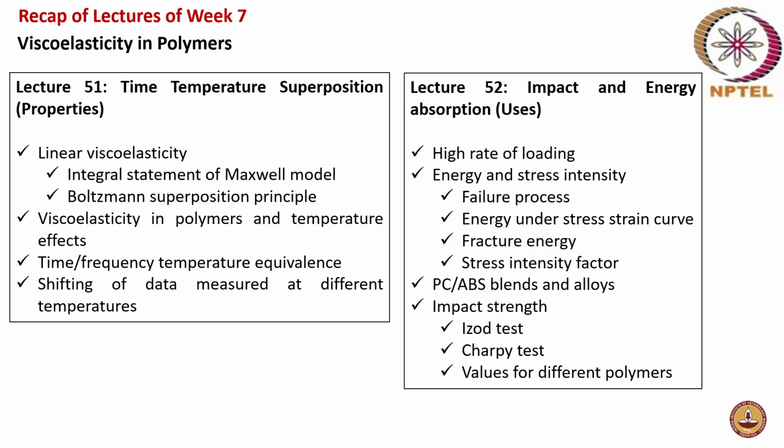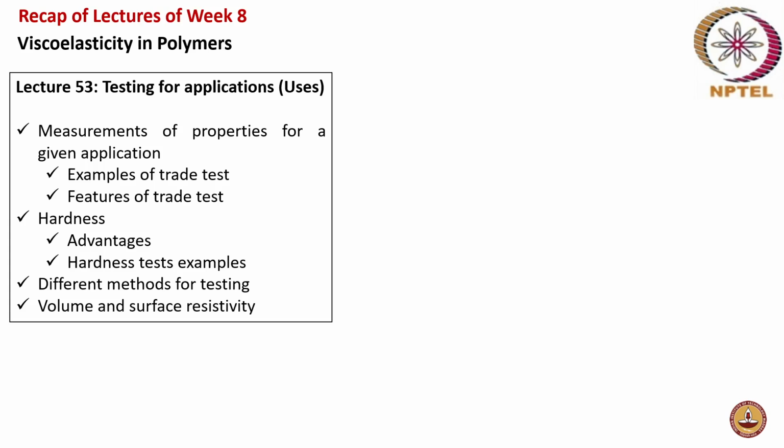So that can be done, and then impact and energy absorption, high rate of loading, energy and stress intensity, failure process, right? Fracture energy, and polycarbonate ABS blends and alloys. Then there was a discussion on impact strength, Izod, Charpy test, and values for different polymers. And then testing for applications. So there are certain trade tests also.